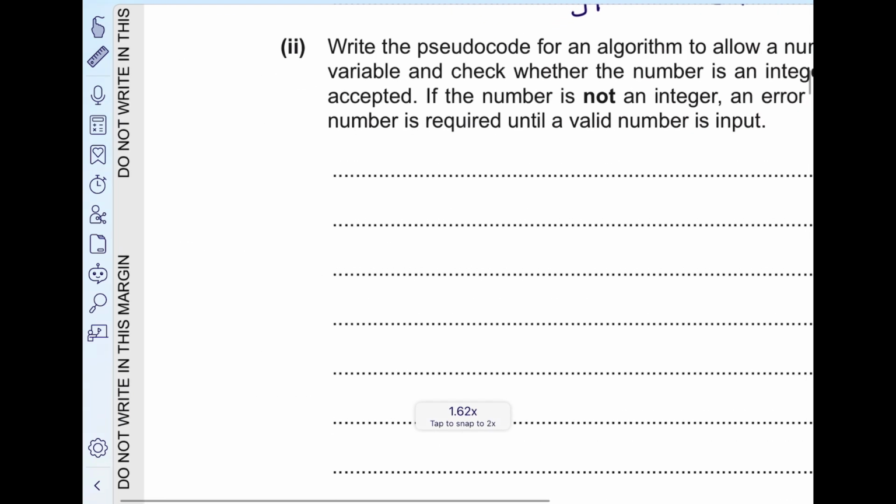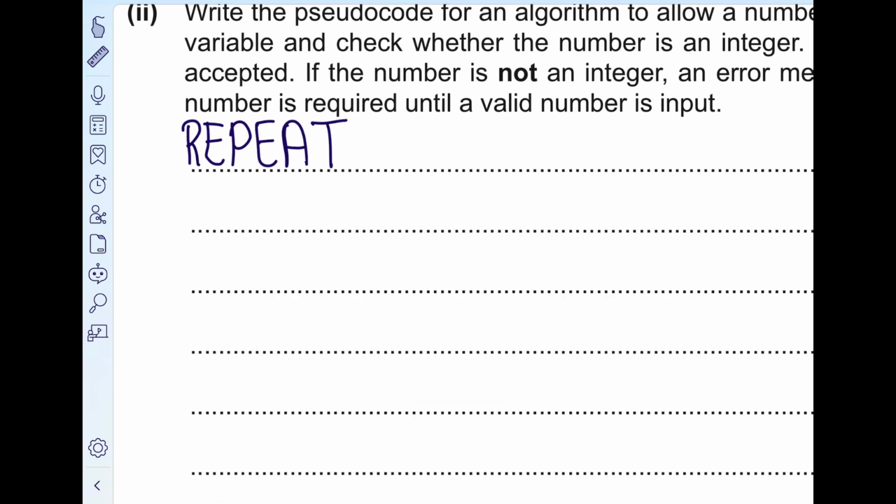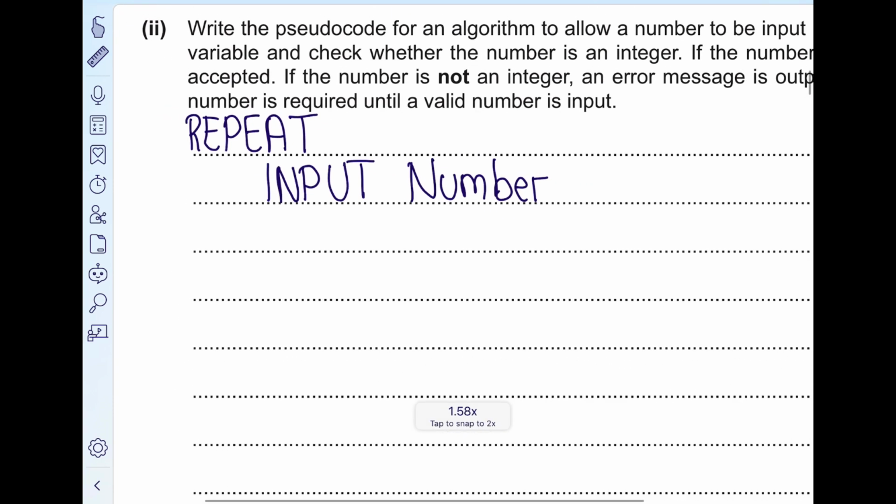So first of all, we're going to start with a repeat until loop. A repeat until loop always has to start with repeat. Now we're going to ask the user for a number. You can put a prompt message, but that's not necessary, so I'm going to skip that part. Input a number. So basically here we get the number from the user. Now we have to check whether the number is a whole number, an integer, or not.